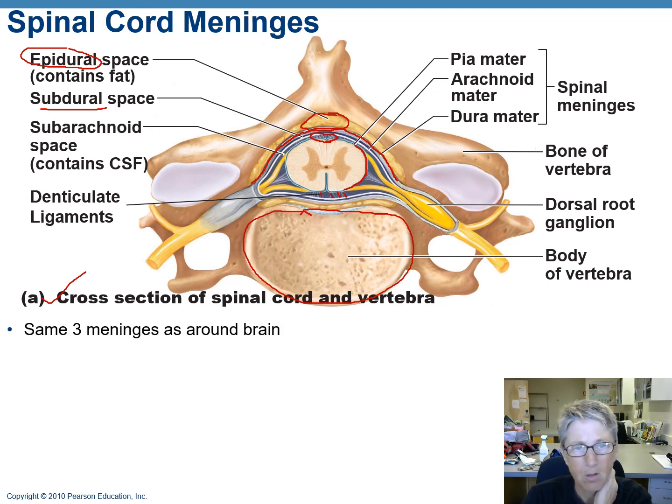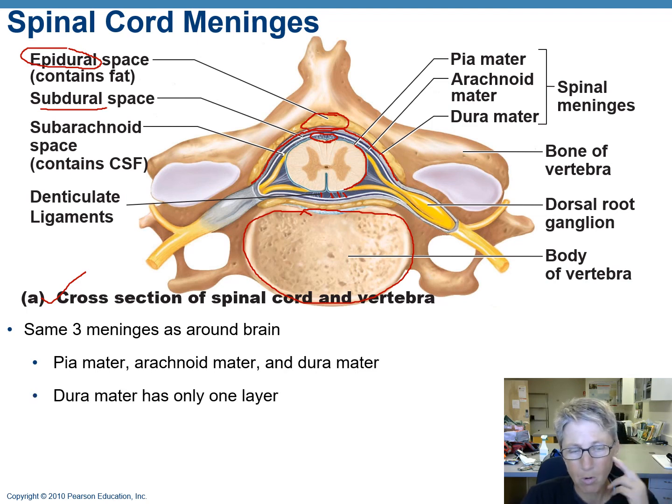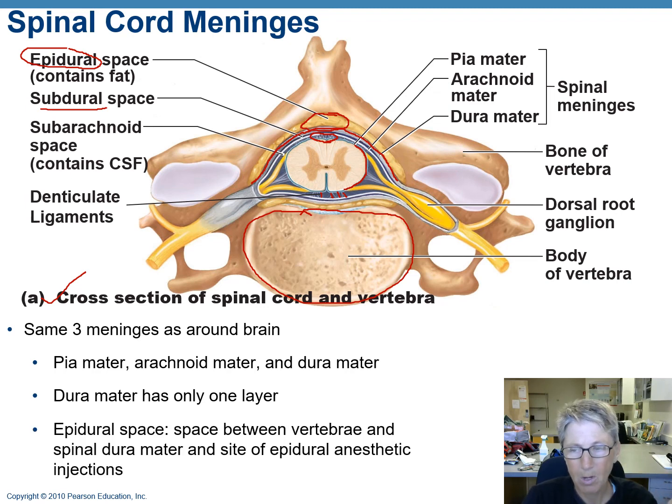Okay, it looks like that's all there is on this side. So you have the same three meninges as you have in the brain: pia, arachnoid, and dura mater. In the spinal cord, the dura mater has only one layer. In the brain, the dura has two layers. And then we talked about the epidural space, where you give anesthetic injections.